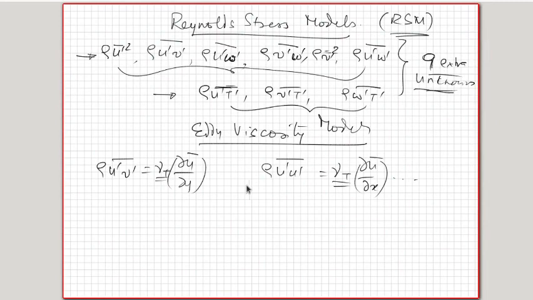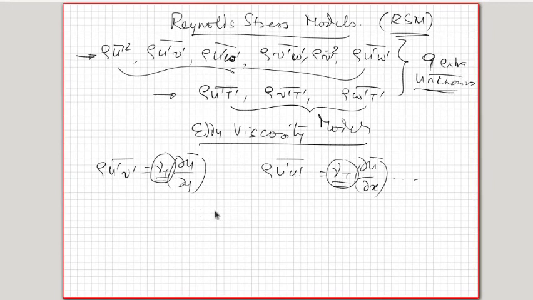The only extra thing that you'll need to specify in the whole equation would be this nu t, and you'll need to use models to specify this nu t. So that is why it is called the eddy viscosity models. There is a whole variety of eddy viscosity models depending on the way you specify this nu t.